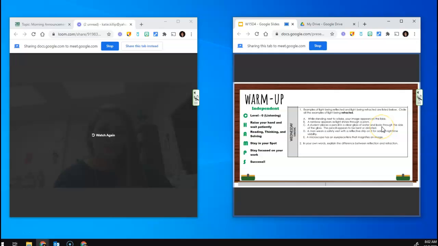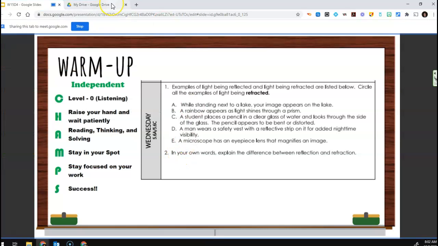Again, for your warm-up for today, I do want to go back and make sure that you can complete Wednesday and Thursday. So, go ahead and get on to your Canvas. I'll give you a few minutes to open up the warm-up.